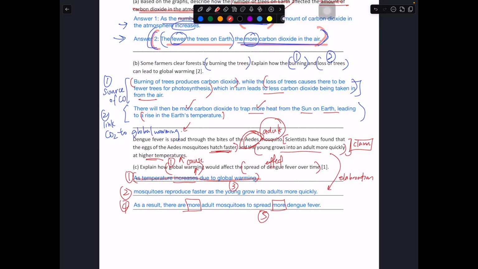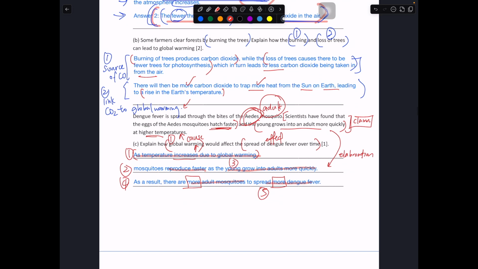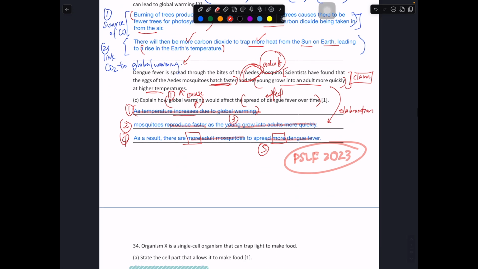Temperature increase due to global warming. Mosquitoes reproduce faster, grow into adults more quickly. More adult mosquitoes spread more dengue fever. Okay, so these are the core ideas behind it. So this is actually a very similar PSLE question. It probably should be 2023, where they talk about how rising temperature results in the rise in the population of adult mosquitoes. Okay, so this is one way.